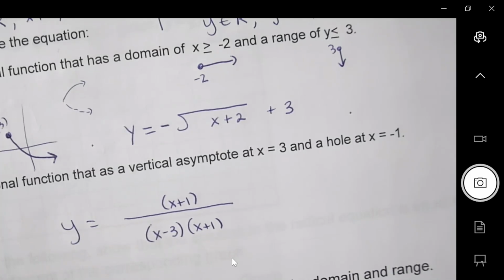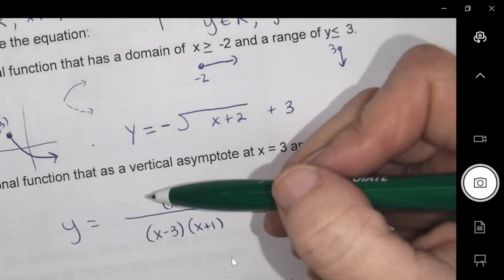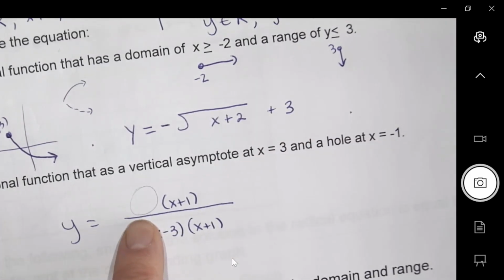I probably wouldn't do something that simple. I might add something about a horizontal asymptote. So what if I added a horizontal asymptote at 5? What else would you add into this? You would need to put a 5x.